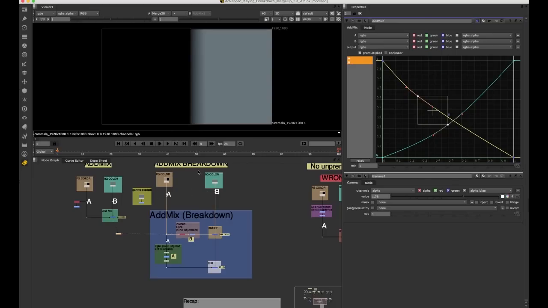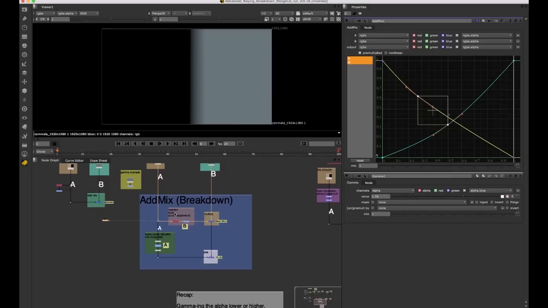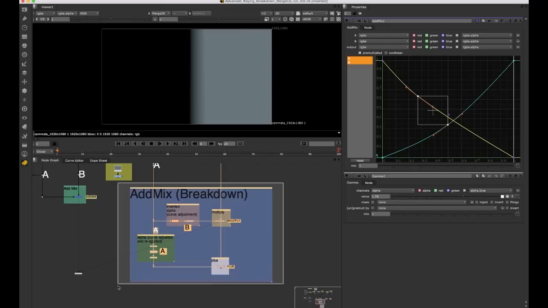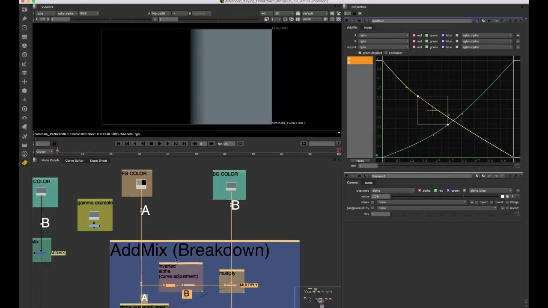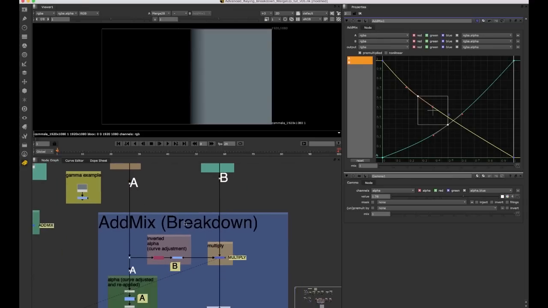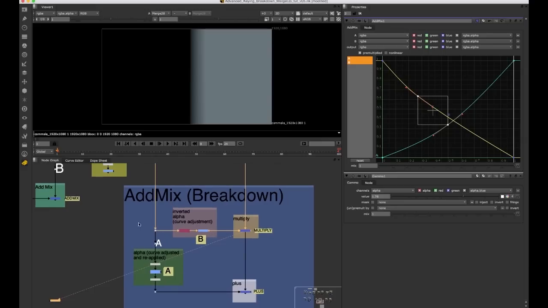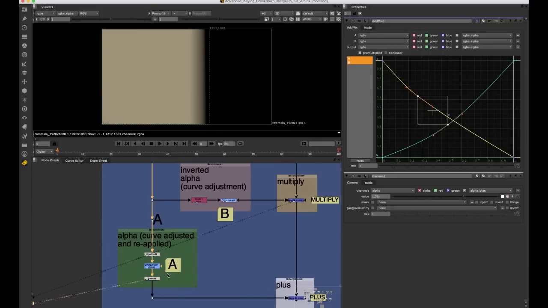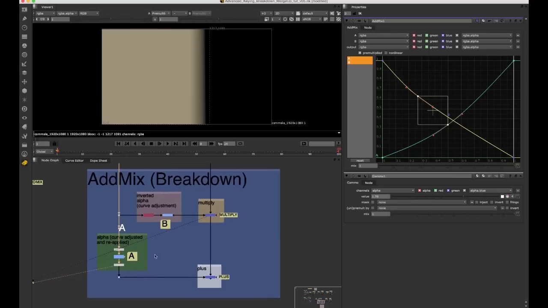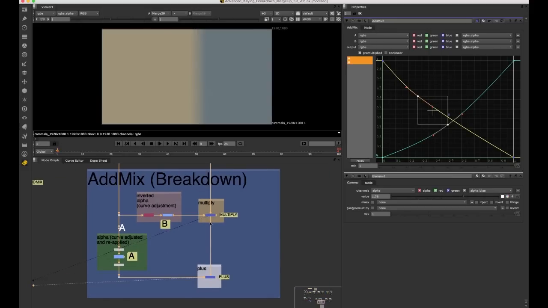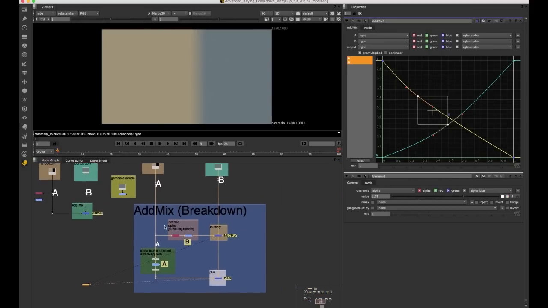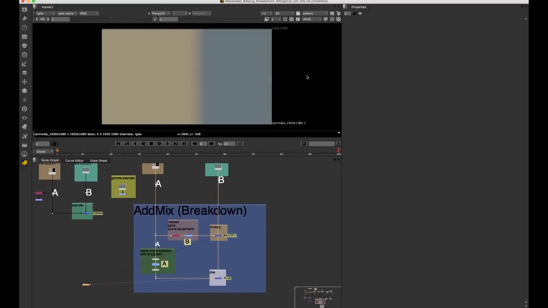So I figured the best way to break down the Addmix was to show you what was going on inside the node, and to do that I recreated what an Addmix is doing. That is represented inside of this blue backdrop here. We have our A input that comes in, the alpha that is being inverted and applied to the B, and then the alpha that is being affected by our curve, and then both plus together. So let's take a closer look at what's going on.